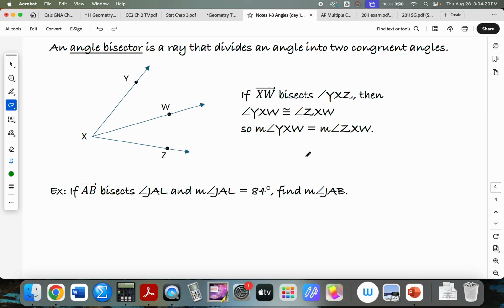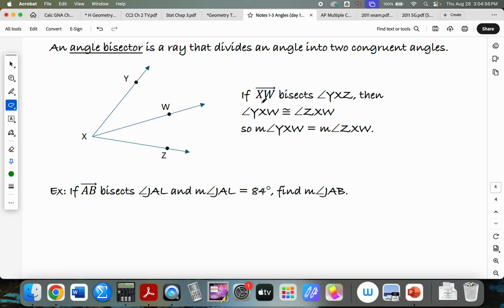All the things we've been doing have something analogous from segments. We talked about lengths of segments. We were able to find length on the number line, just like we're able to find the measure of an angle with a protractor. We had congruent segments; we have congruent angles. Just like every segment has a midpoint, every angle has an angle bisector. An angle bisector is a ray that divides an angle into two congruent angles.